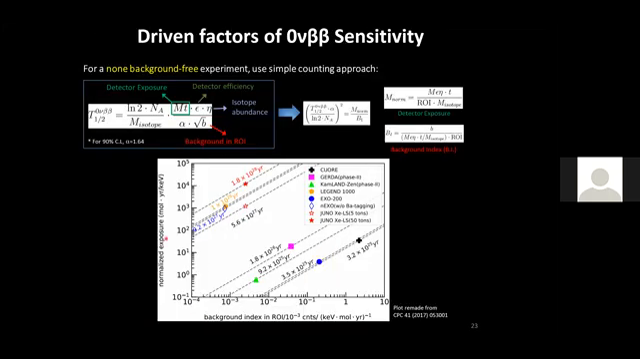So let's see what the driving factors are for neutrinoless double beta decay. For a background-free experiment, I simply use this counting approach shown here. If I reformulate the formula into this equation, redefine the detector exposure and the background index, and draw the existing and future experiments, we see two clear generations. In the future, if we want to increase the sensitivity, the background level is certainly one driving factor, but not enough. We need a sufficient target mass. So we should go in this upper left direction.